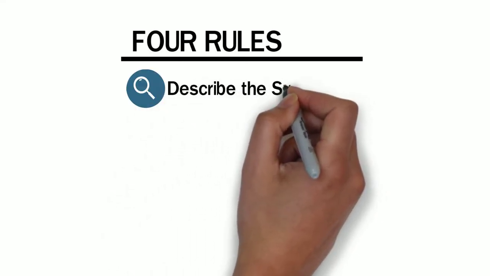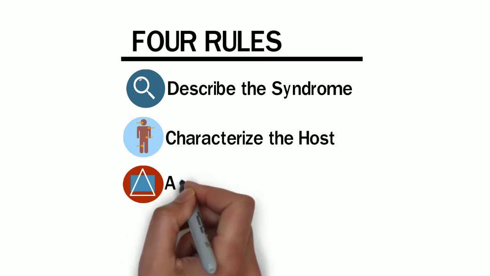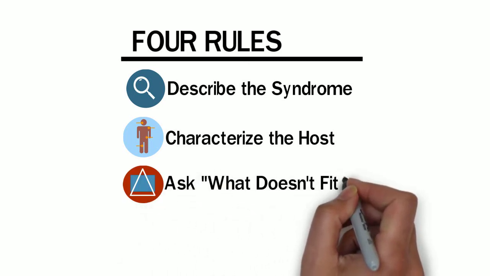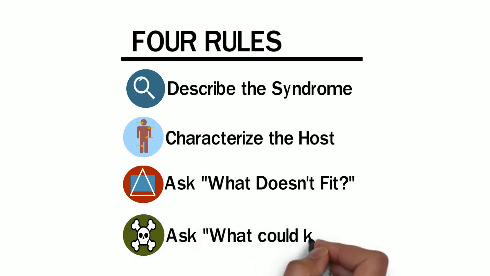These rules can be applied to any patient problem, and we will think through them today as if someone is presenting with chest pain. The 4 rules are: Rule number 1, describe the syndrome. Rule number 2, characterize the host. Rule number 3, ask, what doesn't fit? And rule number 4, ask, what could kill them? Let's go over each of these individually.